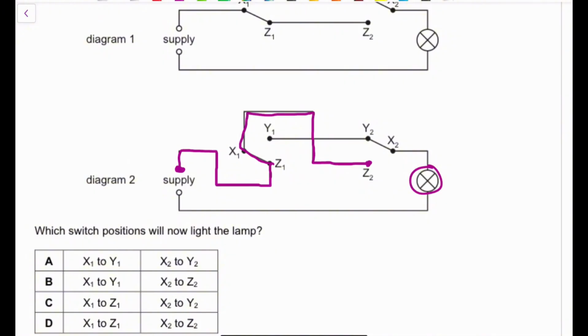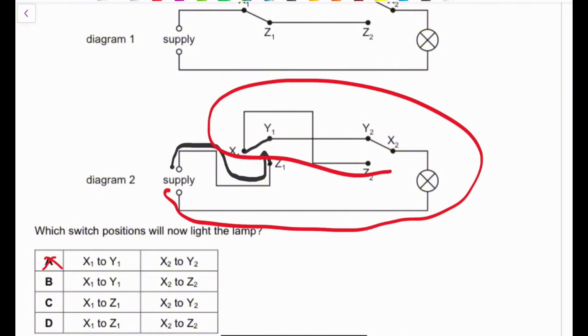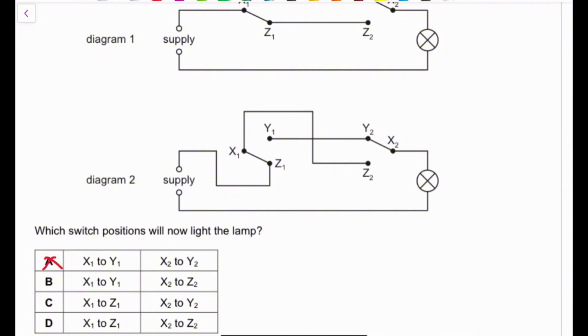So let's make possible connections and try to find which one will now light that lamp. Let's start with A. They're going to remove X1 and Z1, then connect X1 to Y1, and then connect X2 to Y2. Let's start again. The current moves and moves, reaches here, and there's nothing. It cannot pass through. So A is wrong, because by making those connections, I will not allow any current to reach this bulb. It can't get out, so A is possibly wrong.